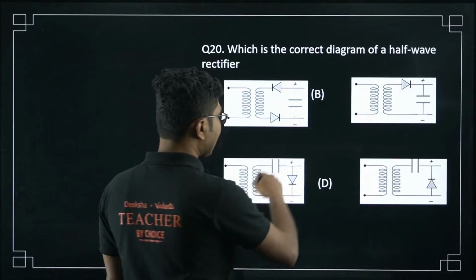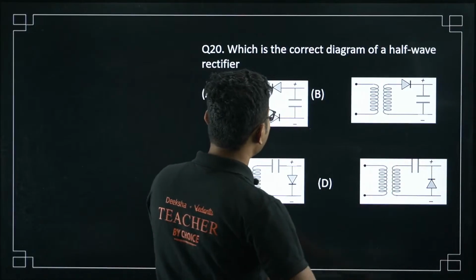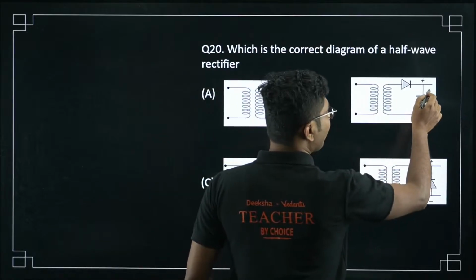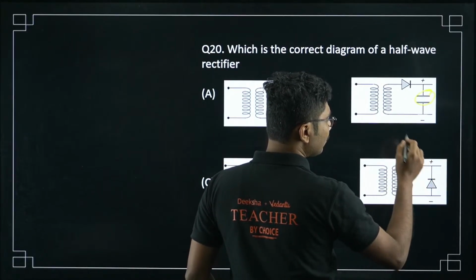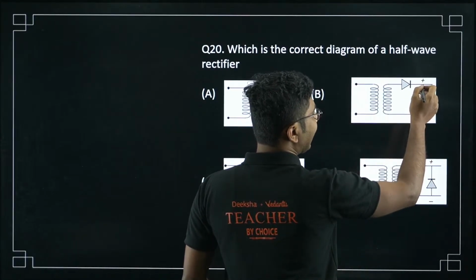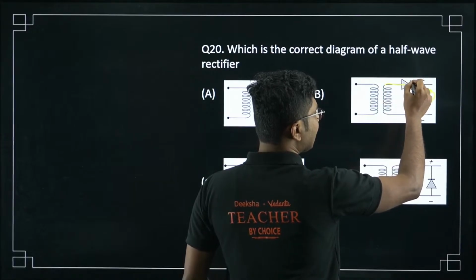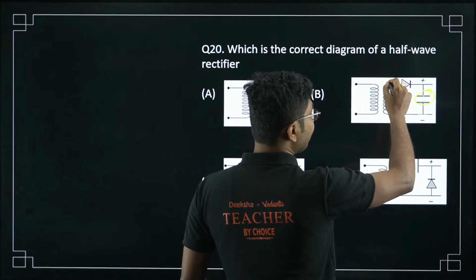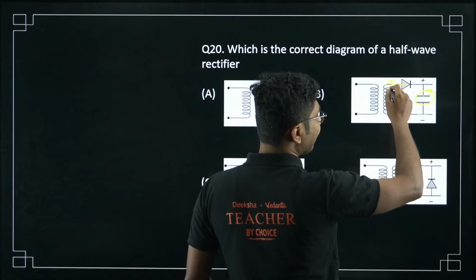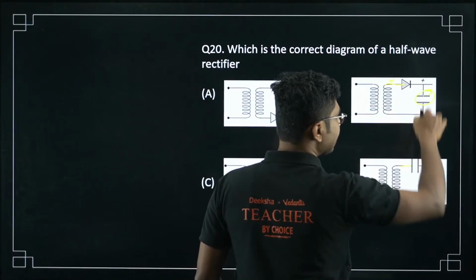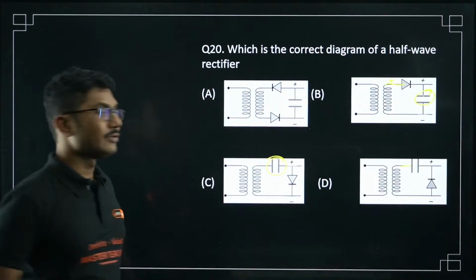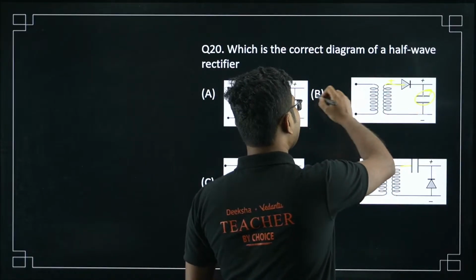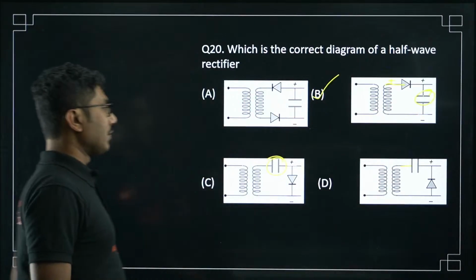If you see, in all the cases the capacitor is randomly connected. It should come at the end of the output. It should not be in the middle, it should be at the end of the output. Here, as you can see, when the diode is positive here and negative here, it is getting conducted. When it is negative and positive on the opposite side, it is not getting conducted. So this is how the capacitor should be connected, and this is the correct diagram for the half wave rectifier.